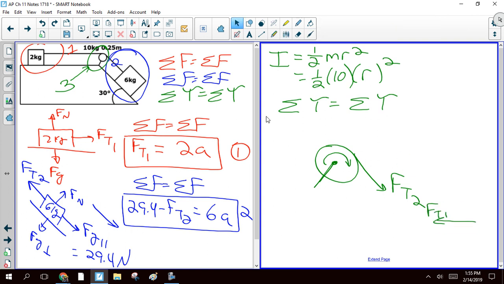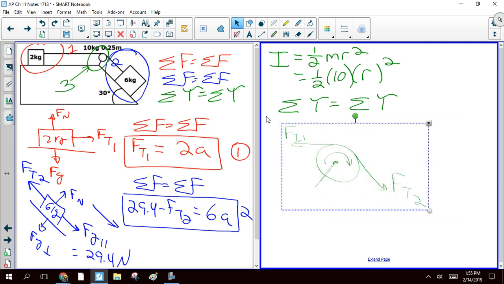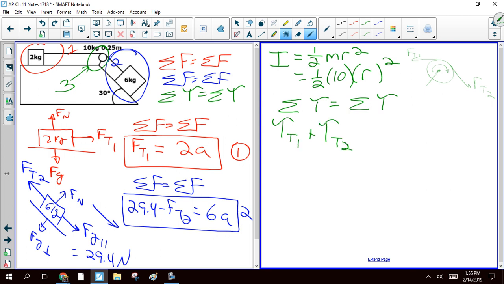Okay, so let's take this guy and move it over here for future reference. So our net torque is the torque from tension 1 plus the torque from tension 2, and that's got to equal I times alpha. Let's do some substitutions here. The torque from tension 1 is the force of tension 1 times our radius, plus the force of tension 2 times our radius.